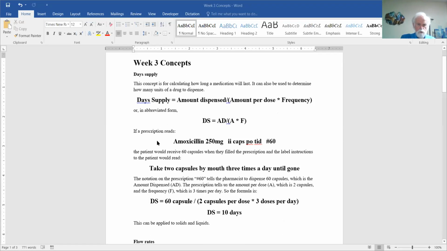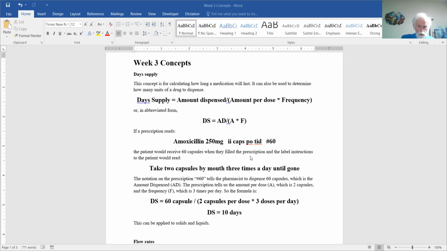So we go down here to this prescription, amoxicillin, 250 milligrams. This II is Roman numeral 2 caps, PO, TID, and then number 60. So that tells us that we're going to be taking 2 capsules 3 times a day by mouth. So this number 60 is what he's telling us.